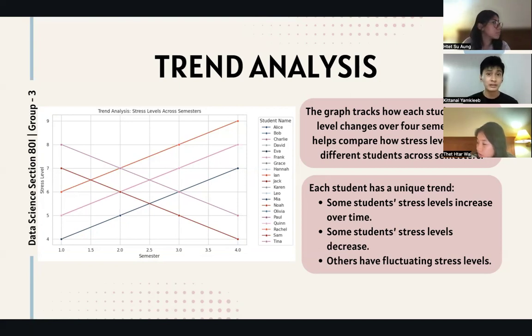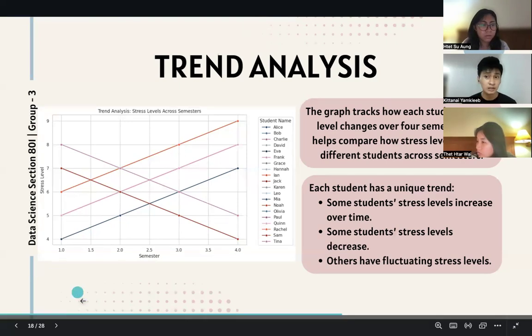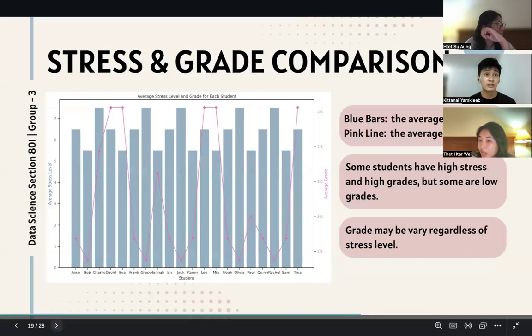On the next slide, we will see the stress and grade comparison chart. It shows the average stress level and grade for each student. The blue bars are the average stress level. The pink line is the average grade. From the chart, you will see that some students have high stress and high grades, but some also have low grades. So grade may vary regardless of the stress level.